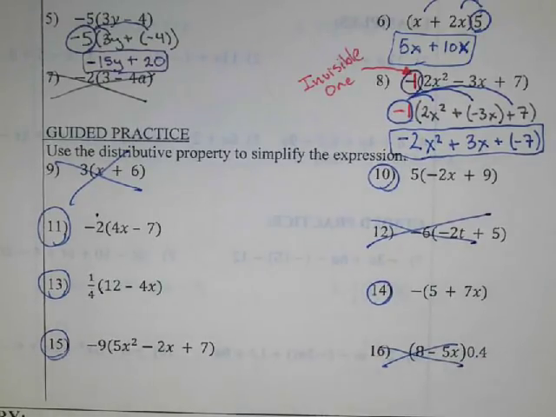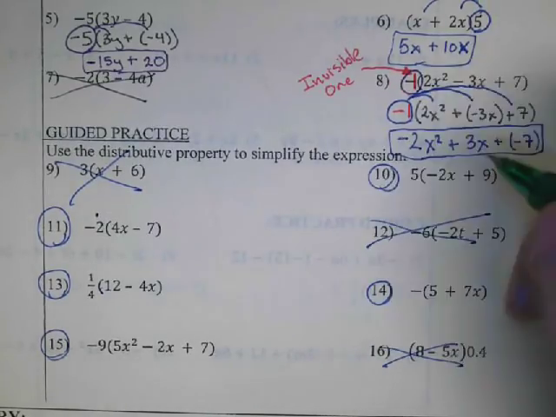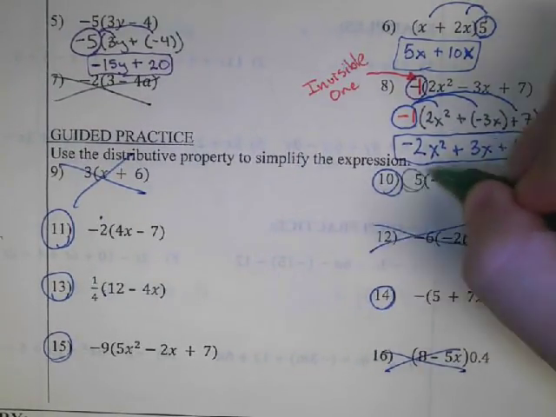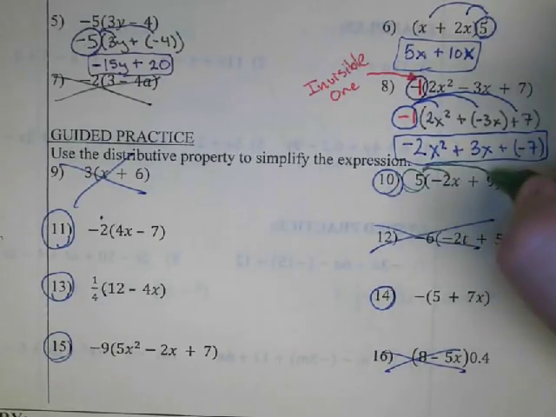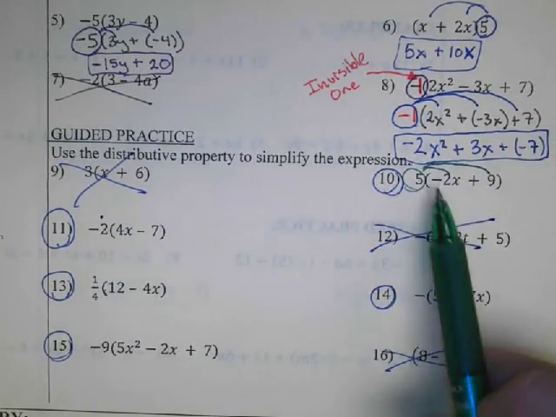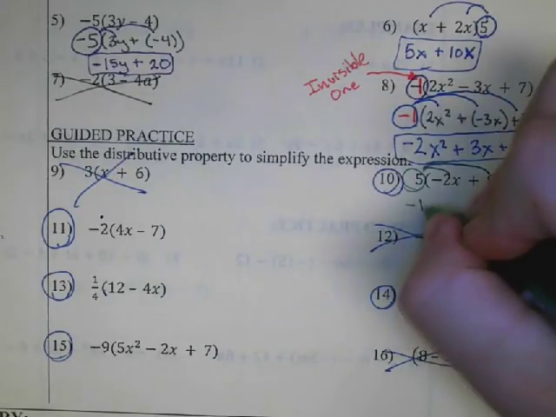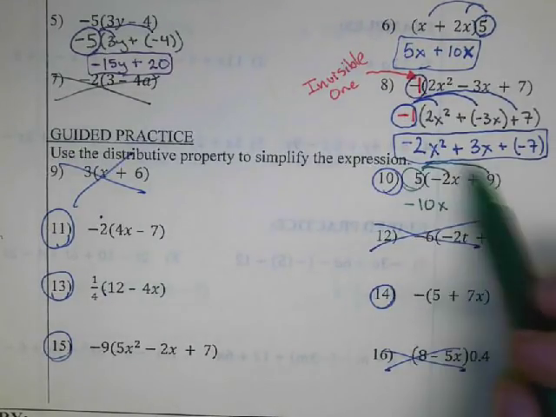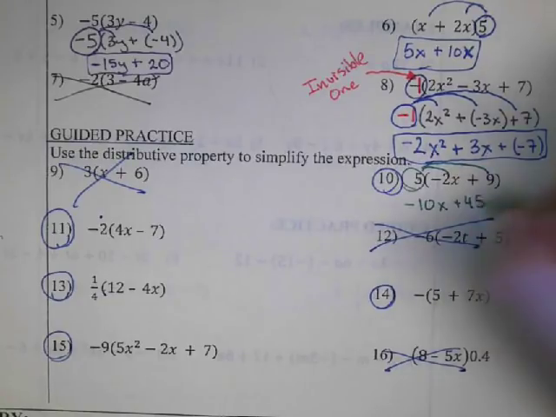Okay, so hopefully we tried these on our own. On our first one, number 10, we're distributing a 5. So I'm distributing 5 to the negative 2x and a 5 to positive 9. Positive times a negative is negative 10x. And then 5 times 9 will be plus 45. So there's number 10.